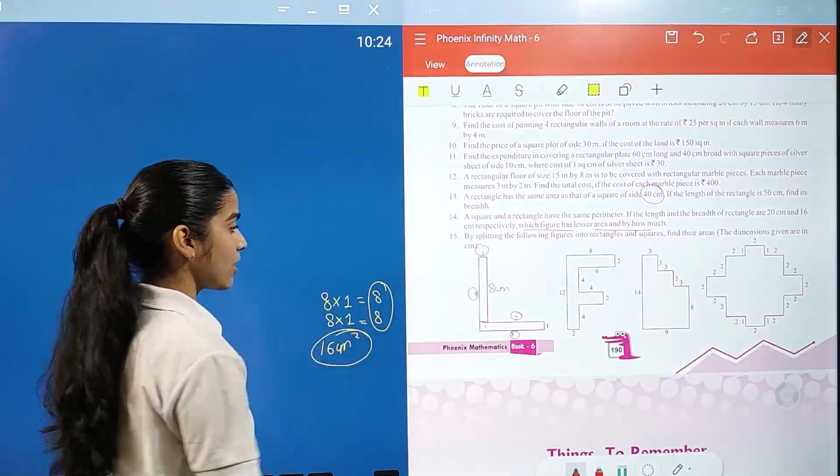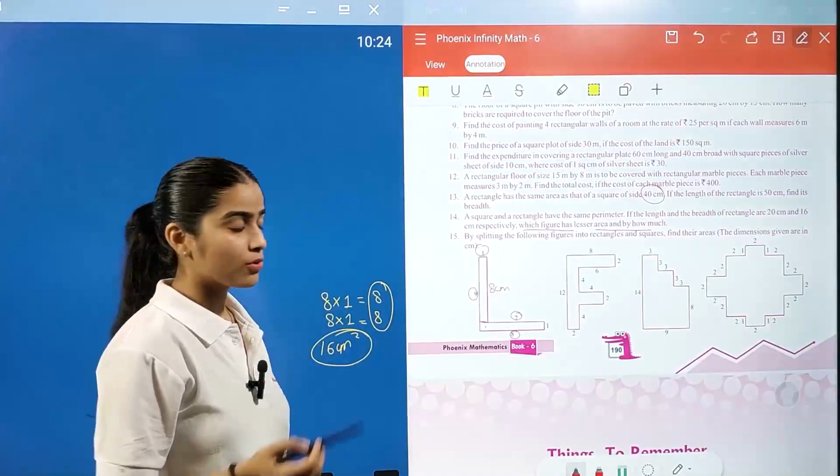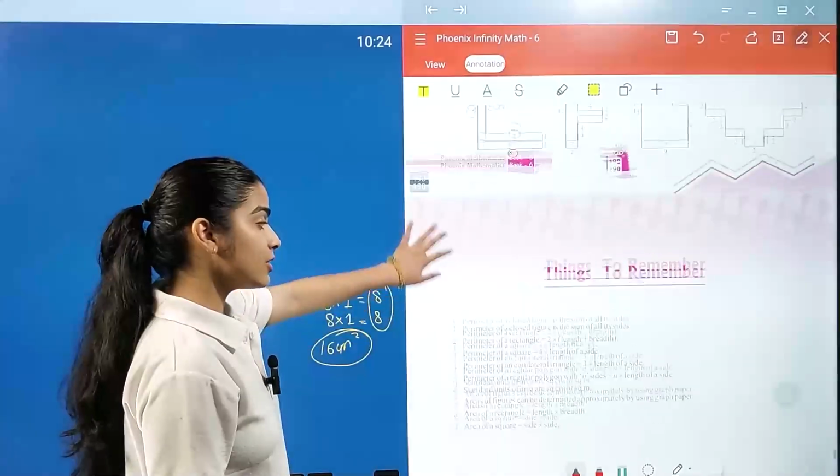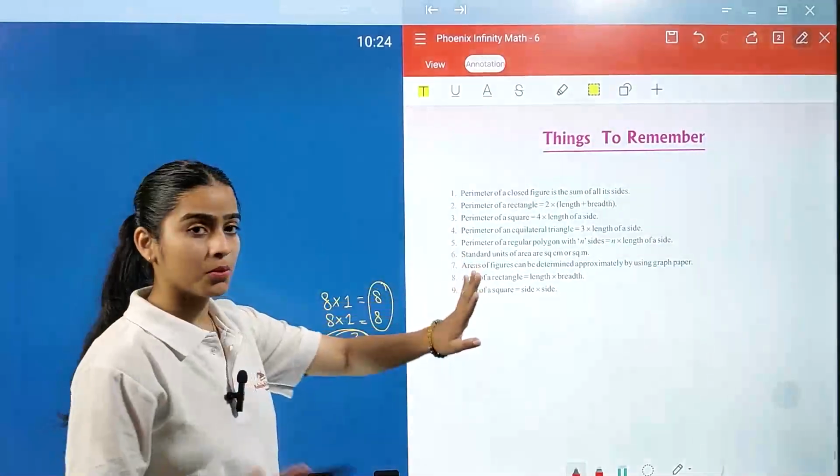In the same way, you have to identify the areas for the rest of the figures you have. After this, you have things to keep in mind.